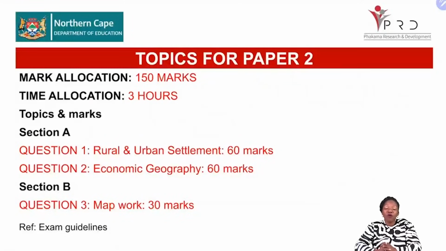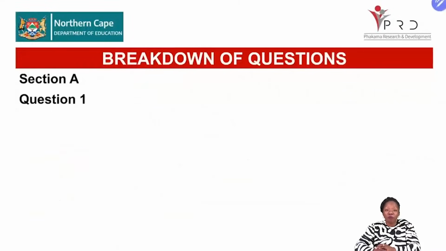Your question paper consists of 2 sections, which is section A as well as your section B. Under your section A, you're going to have 2 questions, which is question 1 as well as your question 2. Under your question 1, you should expect any questions from your rural as well as your urban settlement. Then under your question 2, you should expect any question from your economic geography. Then you move to your section B. Under section B, you should expect questions from your map work.